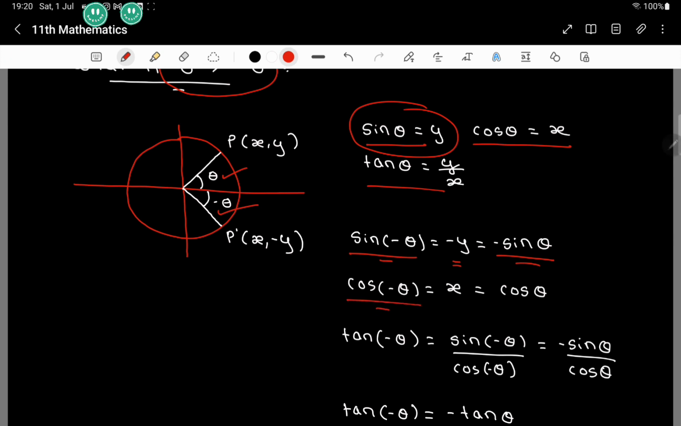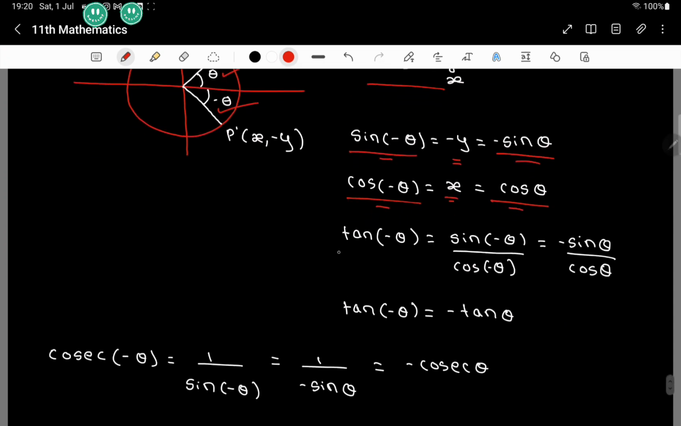Similarly, cos for negative theta is nothing but the x coordinate of that point, and the x coordinate of that point is nothing but positive x. And we know that x is equal to cos theta. So cos of minus theta is cos theta. Okay, so sine of minus theta is minus sine theta, but cos of minus theta is cos theta.